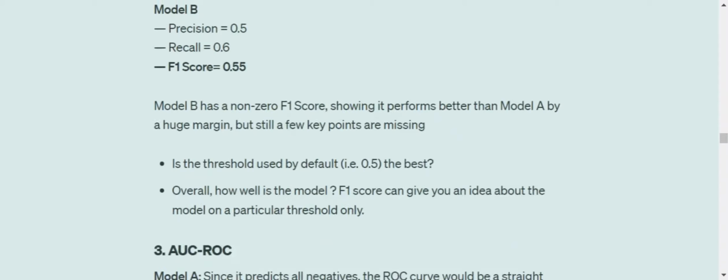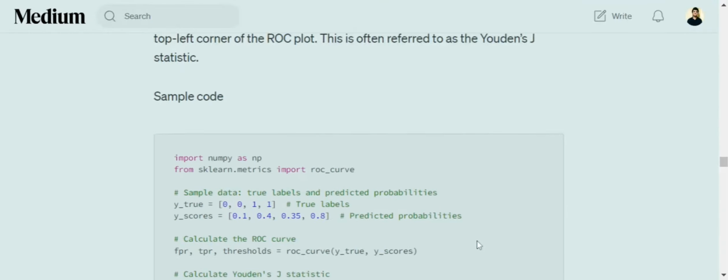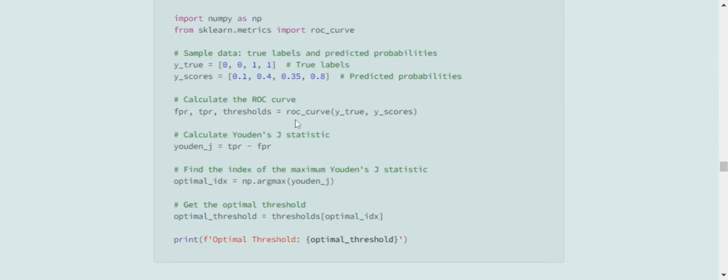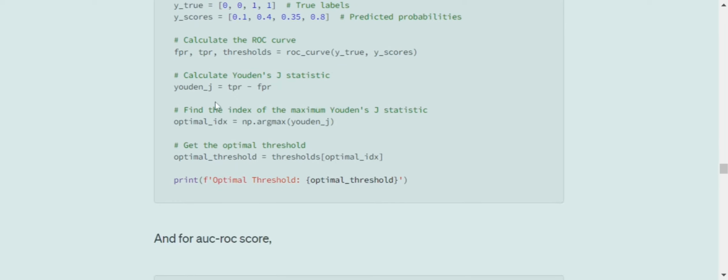For a detailed discussion, you can check out my previous post on the AUC-ROC curve. The point where this difference is maximum is called Youden's J statistic, and that particular point should be used as the optimal threshold for classification. Here you can see that in Python you can calculate Youden's J statistic like this. If you have the ground truth and the probability scores, you need to plot the ROC curve, get the FPR and TPR values, and then calculate Youden's J statistic, that is the TPR minus FPR value, for all the thresholds. For whichever threshold the value is highest, that particular threshold will be chosen as the classification threshold.